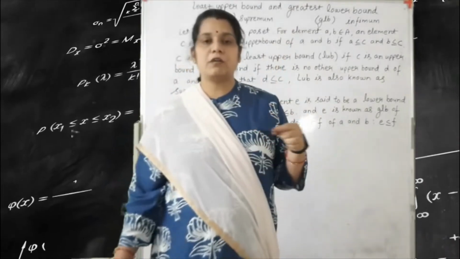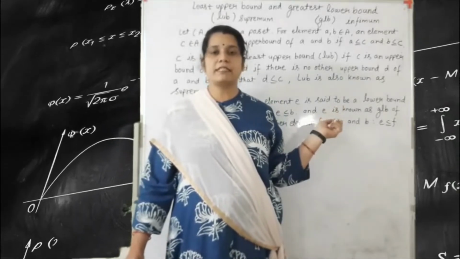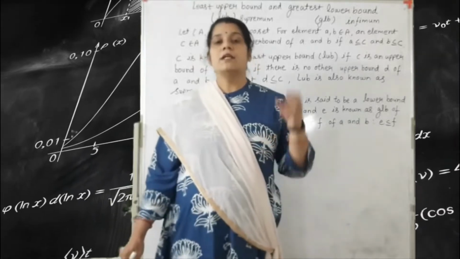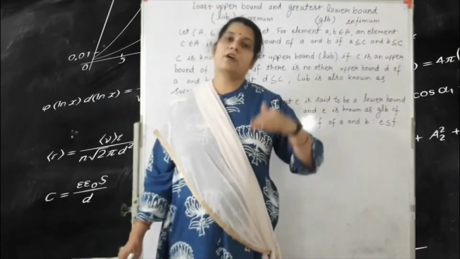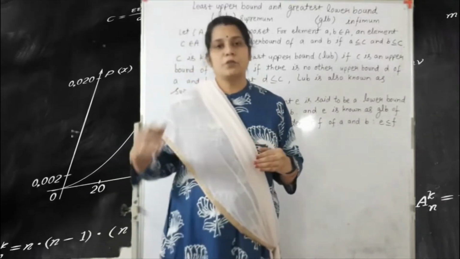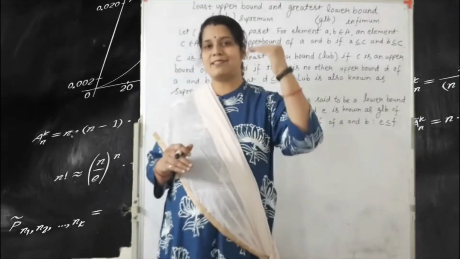So we have one example. We take here the one example, and with the help of the example we find out the upper bound and the lower bound, and according to the upper bound we find the least upper bound, and according to the lower bound we find the greatest lower bound.